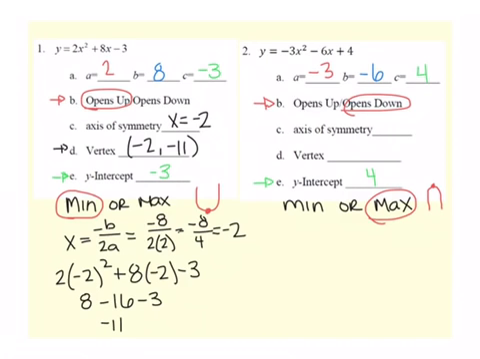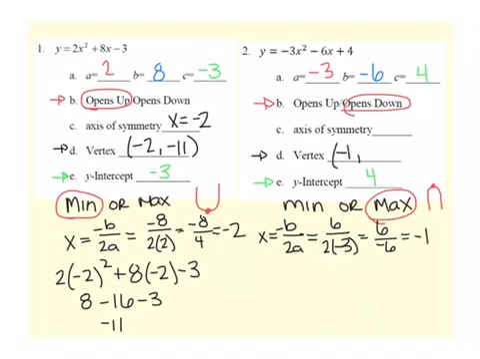And now I'm going to do all the work. So I'm going to start with the vertex. Remember, we start with x equals opposite of b divided by 2 times a. So the opposite of -6 is 6 divided by 2 times a -3. So I get 6 divided by -6, which gives me a -1. So I know that the x value is -1.